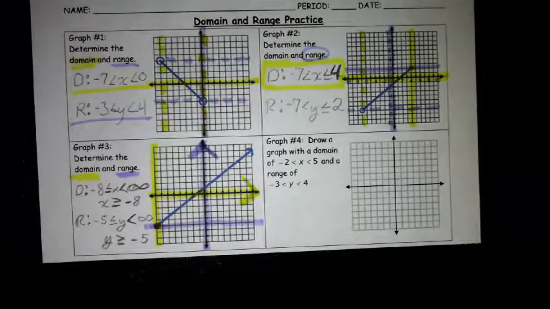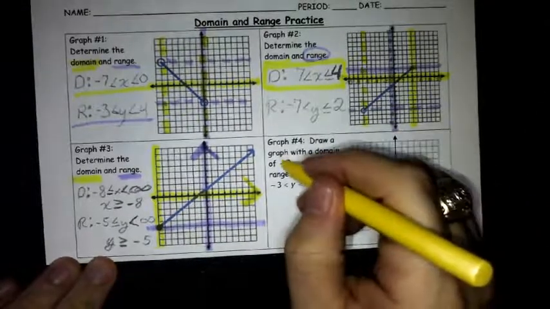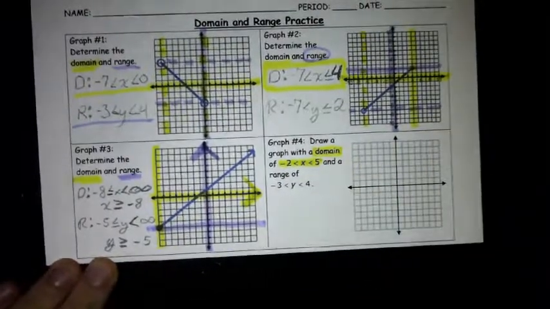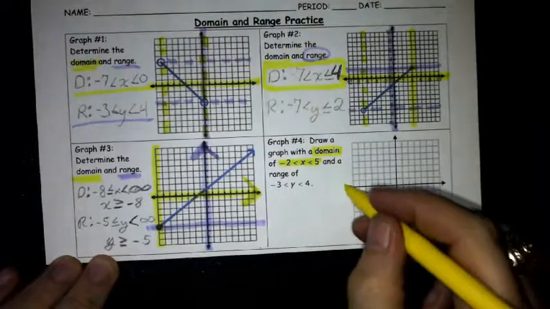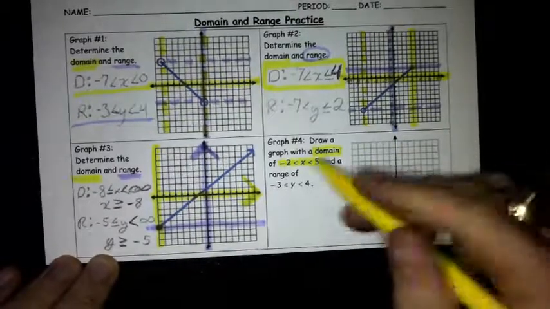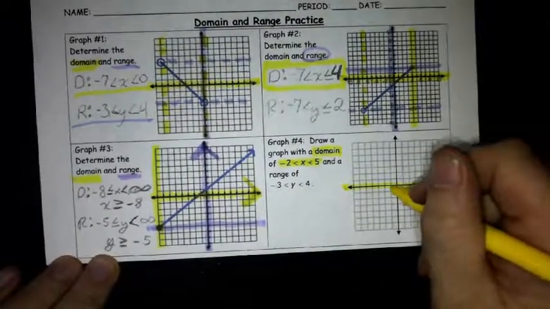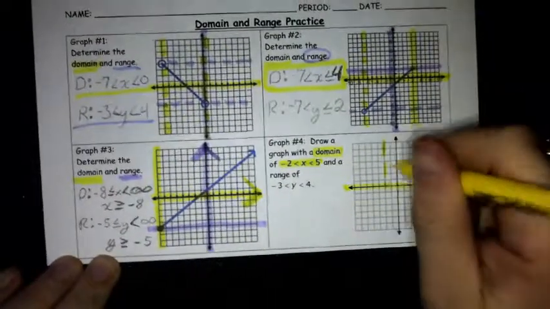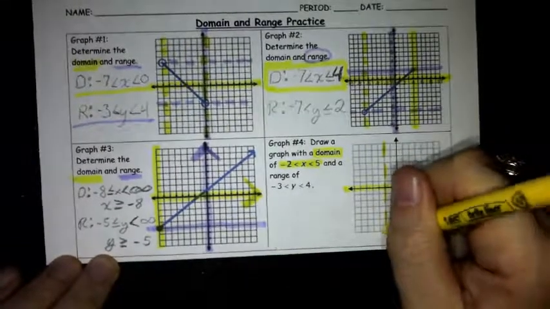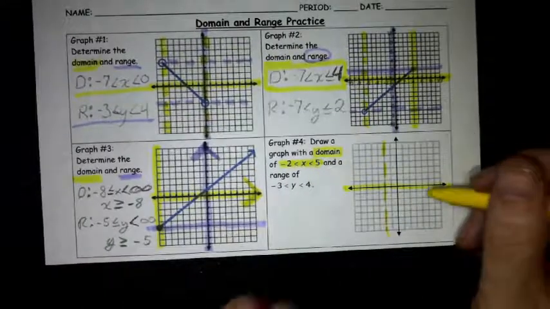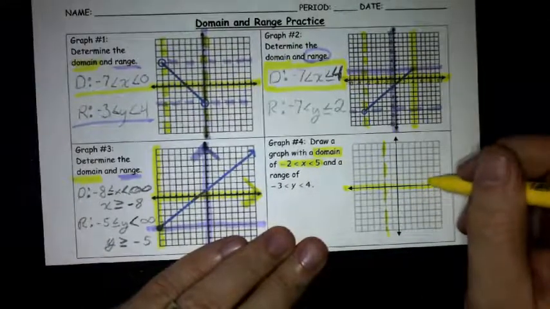Now, graph number 4, let's see if we can put this together. For my domain, I know that that's my x-axis. I'm at negative 2, and I don't touch it because there's no line. So 1, 2. And then I'm at 5. Again, I don't touch it because there's no equal to bar. So 1, 2, 3, 4, 5.